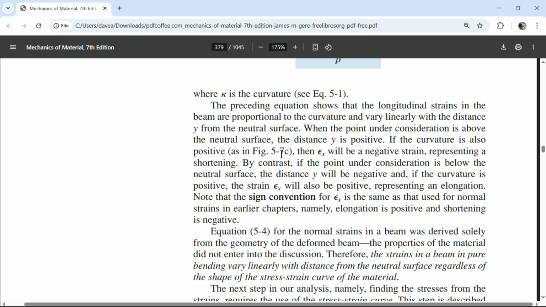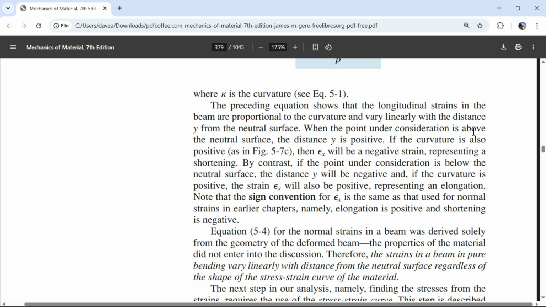Cool. If the curvature is... so what do we got? The preceding equation shows that the longitudinal strains in the beam are proportional to the curvature and vary linearly with the distance. So if the distance is 0, strain is 0. If the distance is a little bit, strain is a little bit. Double the distance from the neutral surface, double the strain.